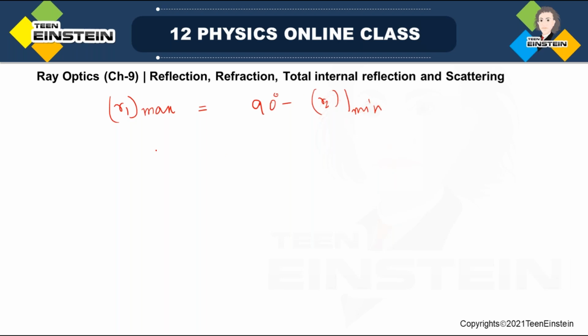Okay, now this R2 minimum, let us take this as theta c. Theta c, then what happens? R1 max is equal to 90 degree minus R2, that I am writing as theta c. So I am writing here as theta c. Okay, this is the theta c.